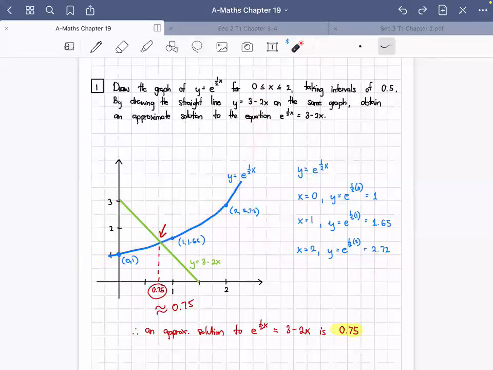And then how did we draw the straight line y is equal to 3 minus 2x? Same, we plug 0, 1, and 2 in place of x here. So that's why we have this point, and then we have another one here. Of course, it creates a straight line. So the approximate of our solution here is their intersection point. In here, your answer is approximately 0.75. So that's your answer for this kind of question.